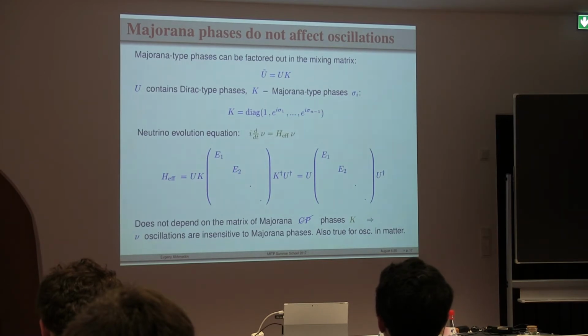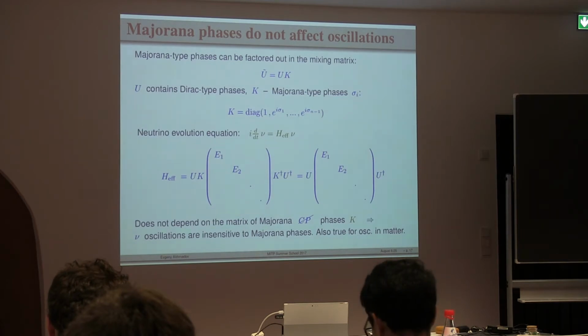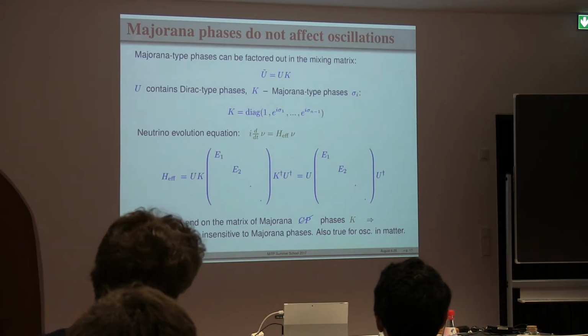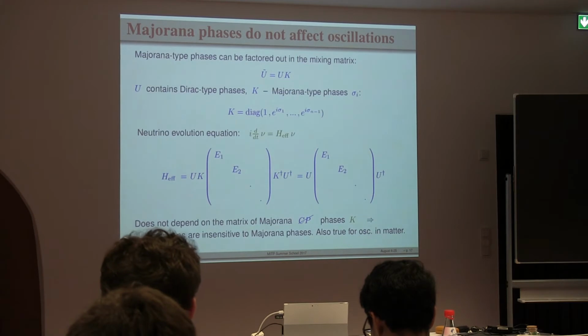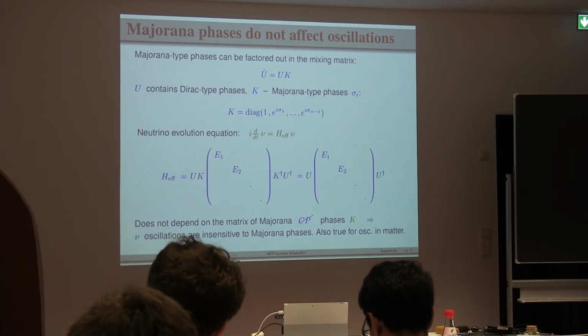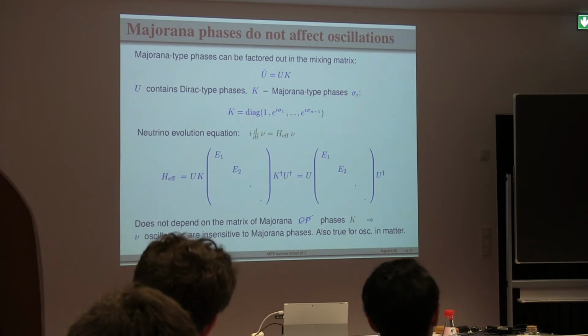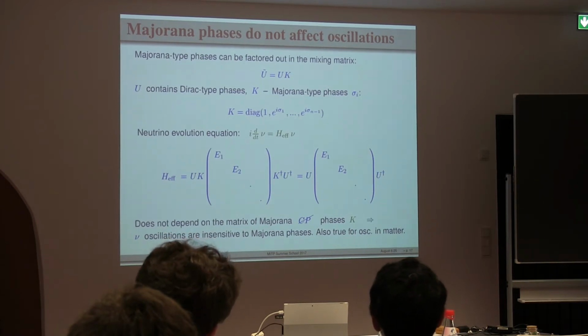This means that Majorana type phases never affect neutrino oscillations. On the one hand, it's good, because this would be some extra uncertainties in our description of neutrino oscillations, because we don't know these phases. On the other hand, it's bad, because we cannot use neutrino oscillation to find out these phases. But that's the fact of life, actually. So Majorana phases do not affect oscillations.